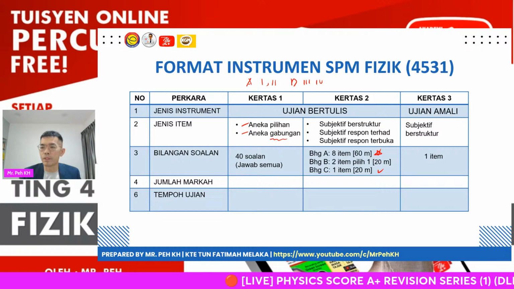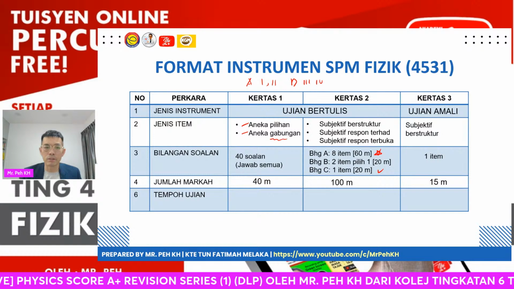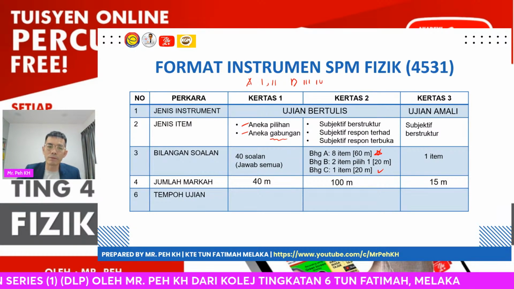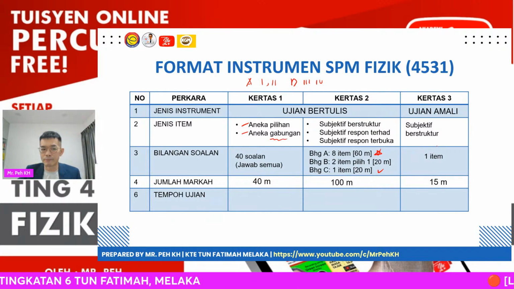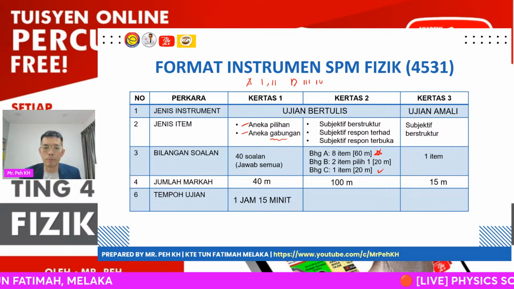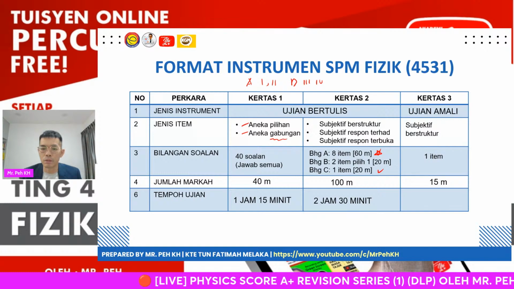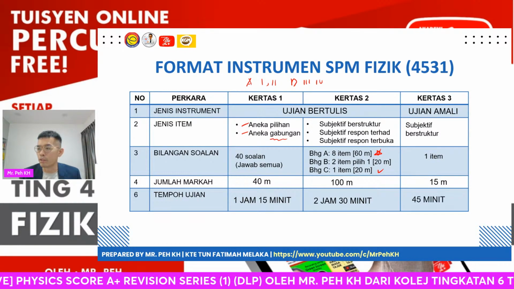For Paper 3, there will be only 1 question you are going to do. The total marks for these 3 papers will be 155. Paper 1 will be 40 marks, Paper 2 will be 100, and Paper 3 will be 15 marks. The duration for Paper 1 will be 1 hour 50 minutes, for Paper 2, 2 hours 30 minutes, and for Paper 3, 45 minutes.